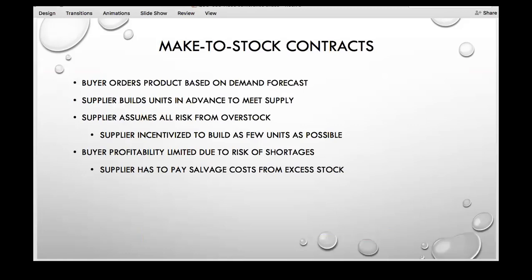So in this example, obviously the supplier assumes all the risk from overstocking as before, but now the buyer's profitability is limited due to the risk of shortages. Because the supplier has to pay salvage costs for excess stock. Let me look at something real quick. Did I? Yeah. Okay.